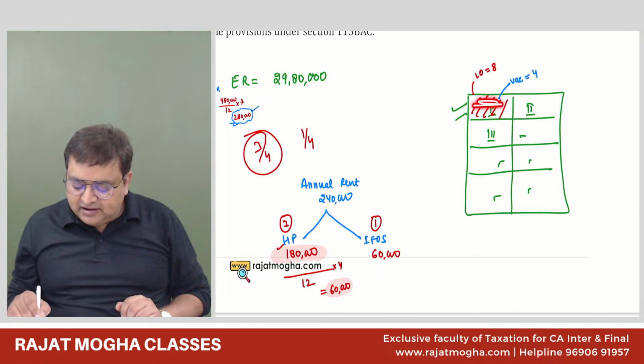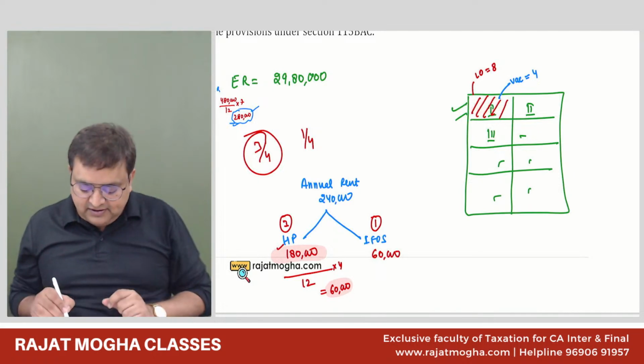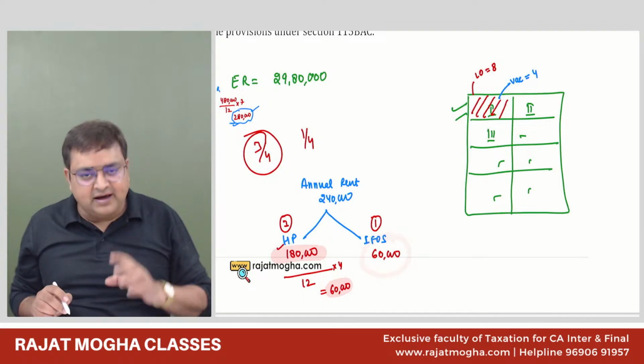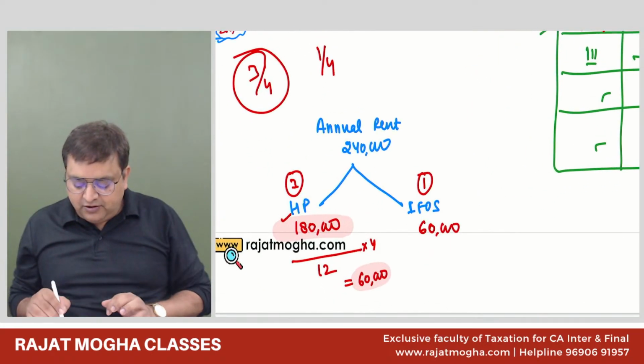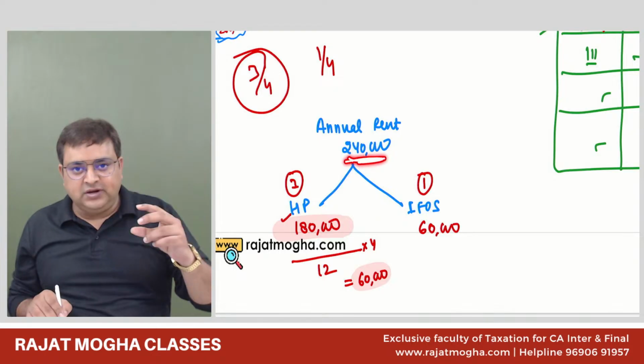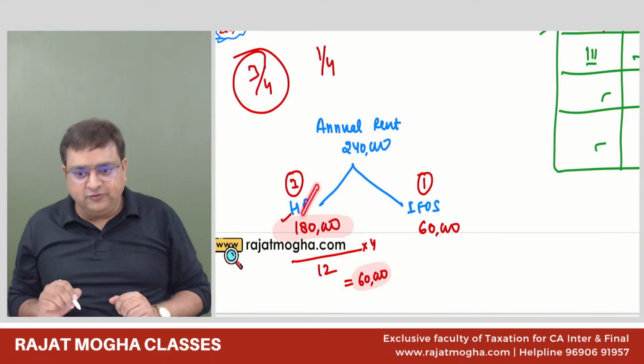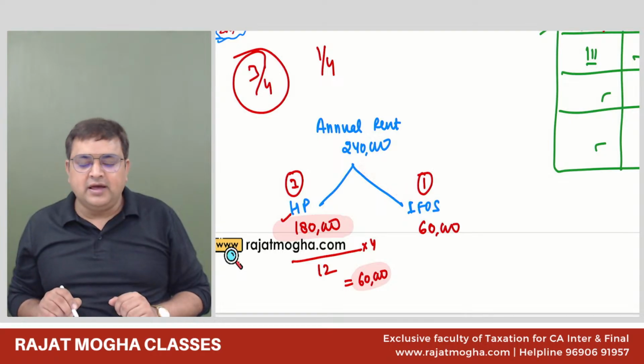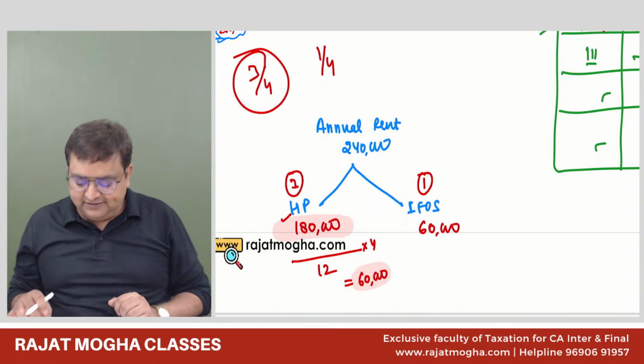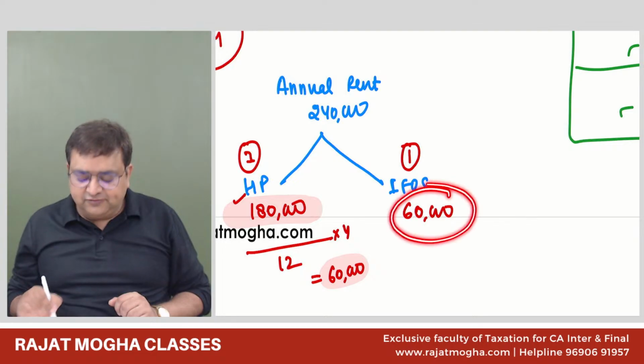Guys, how much is the rent of amenities? For this flat, the rent of amenities was 60,000. Are you all okay with 60,000? 240 was the total rent of this flat. 3 by 4 is related to house. 1 by 4 is related to amenities. Amenities means facilities. 60,000 is for the entire year.